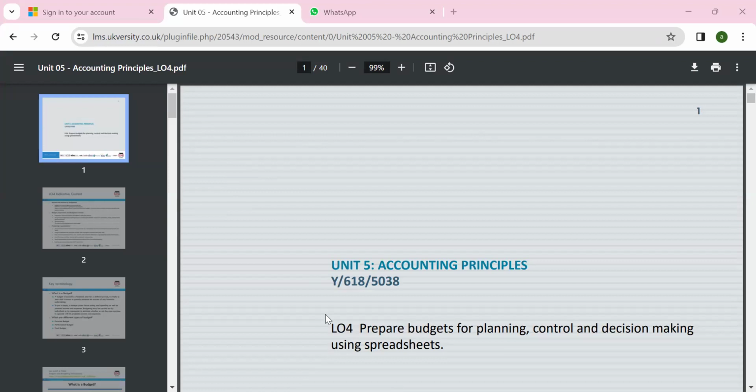So LO4 is about preparing a budget for planning, control, and decision making using a spreadsheet. First of all, let's think about budget. What is meant by budget? Budget is a financial plan. Normally, a plan is all about where you are, where you want to go, and what you want to do in the future. If you don't have a budget, it means you don't have a set direction.